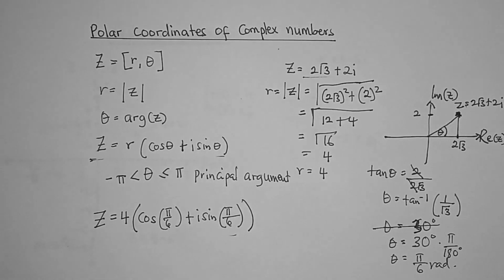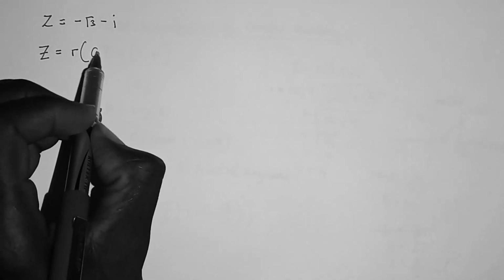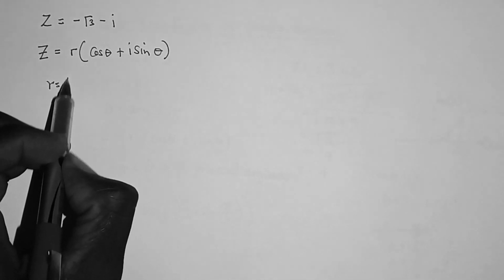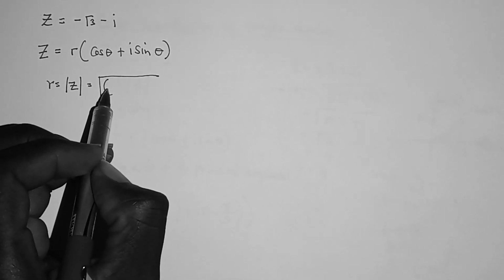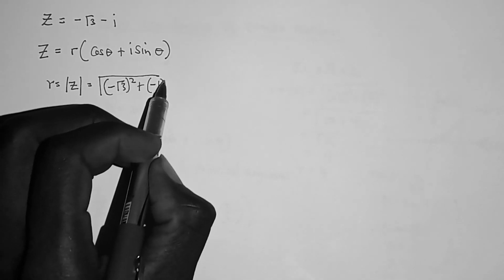We'll now convert another complex number into its polar form. z is equal to minus root 3 minus i. Convert this into polar form. The first thing, we know that in polar form, a complex number is written as r into brackets cos theta plus i sine theta. So let's look for r. r is equal to the magnitude of z, which is equal to the square root of the square of the real part plus the square of the imaginary part. And this one is minus root 3 squared plus minus 1 squared.